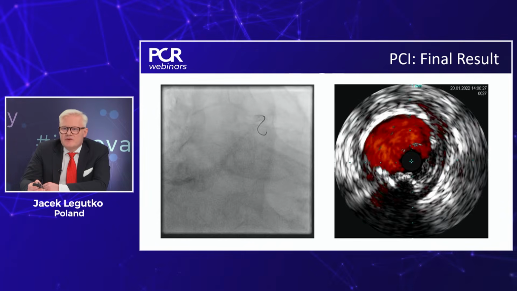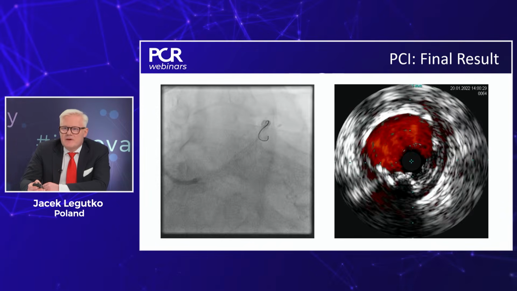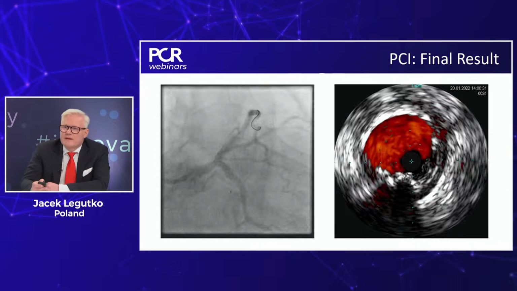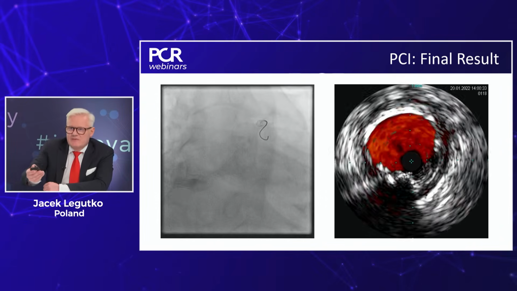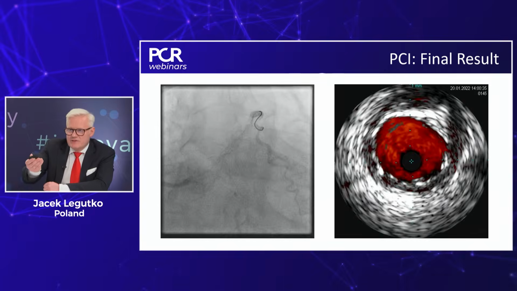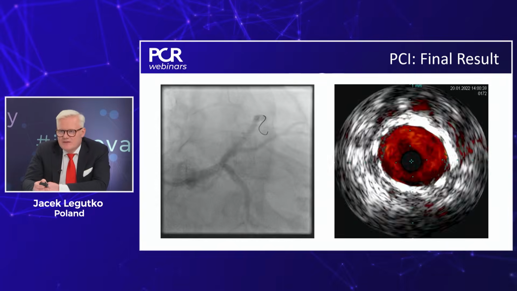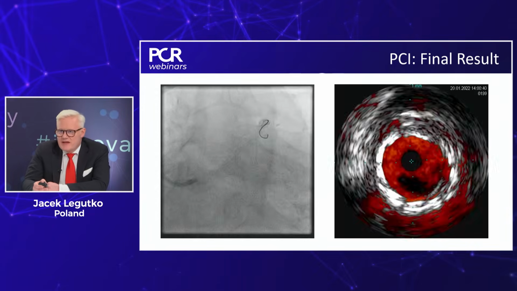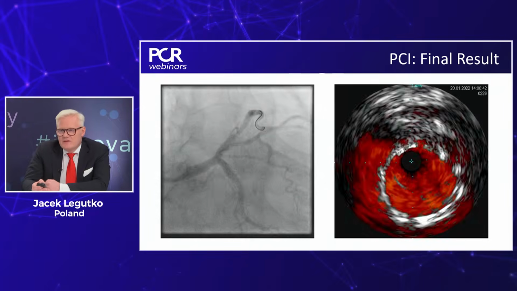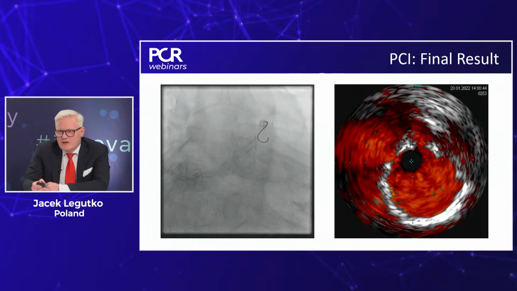Now you can see we are again in the left main, and I try to pull back gently, because again, if I am too aggressive, I can damage the stent. And you can see two layers of the stent very well opened. And of course, the stent is still protruding to the aorta.